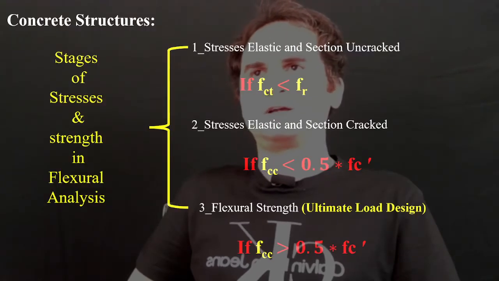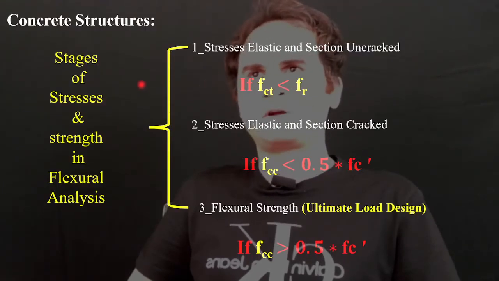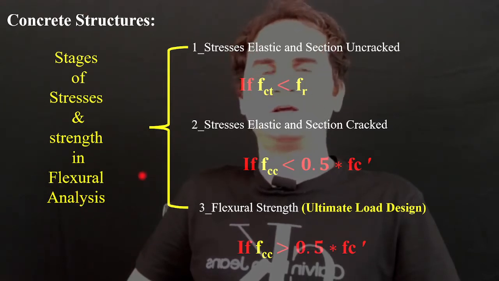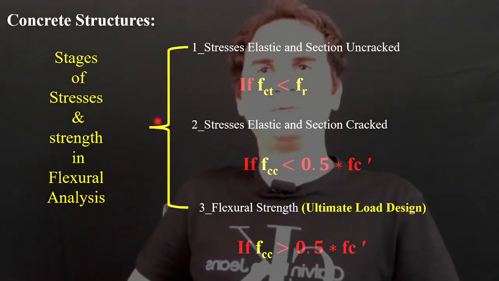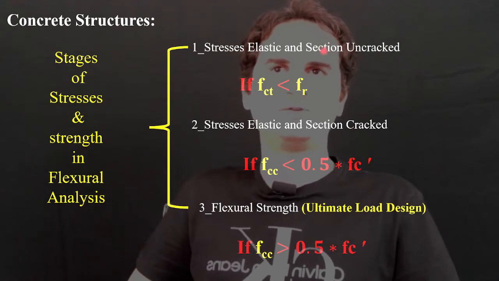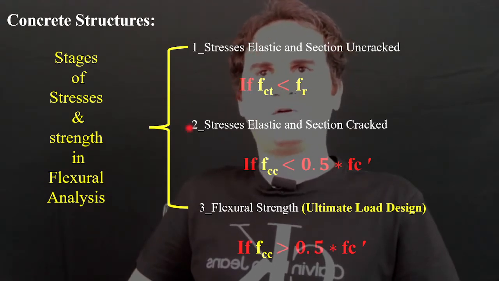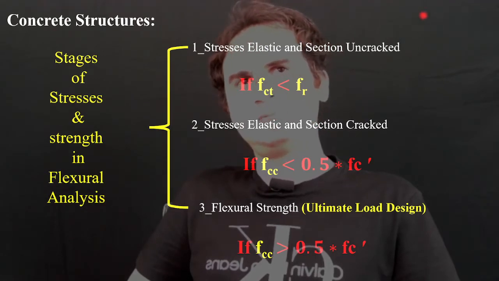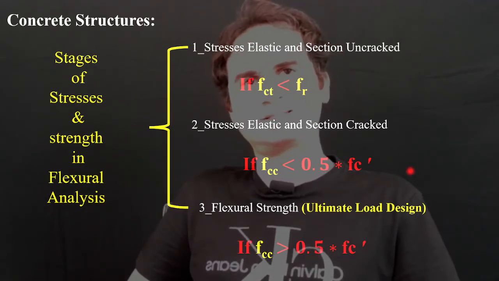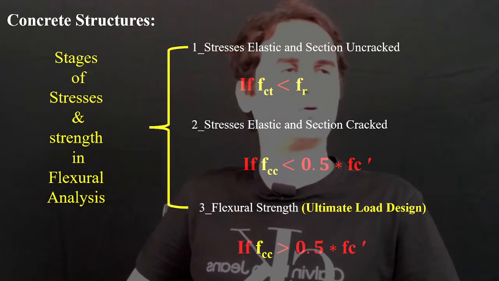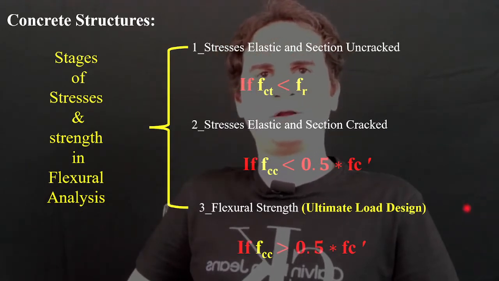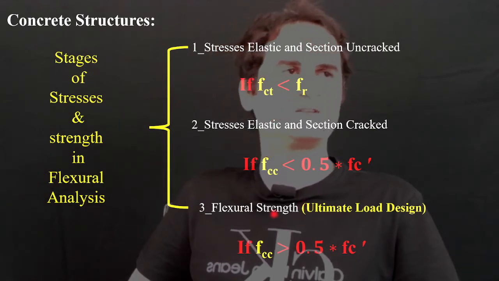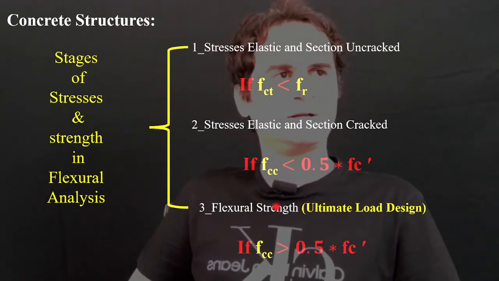Then we review the stages of stresses and strength in a flexural member like beams, and their categories: 1, 2, 3. We understand our case is no longer in category 1, and it's in either category 2 or 3. So we go one by one and try the second one to see if it fits in the second category or not.